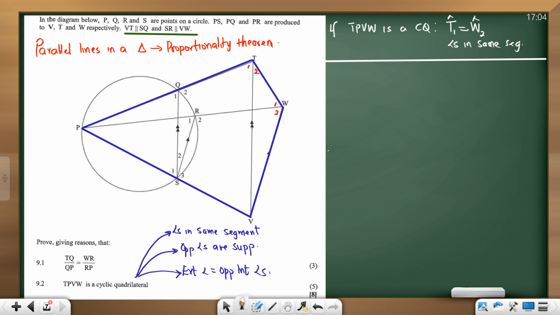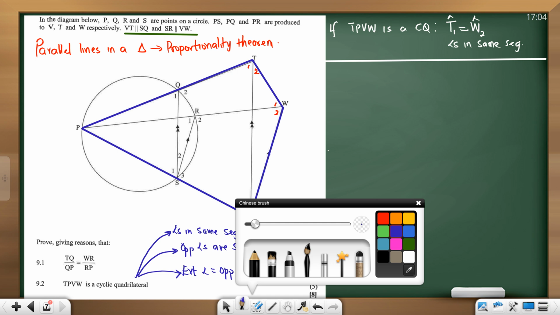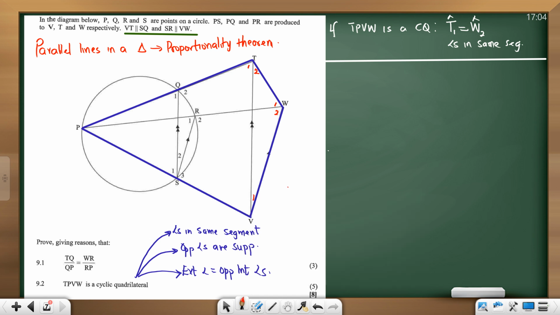But I think I could still prove a lot more. I'm not saying we should do everything. I could prove that V1 is equal to P1. Same angles in the same segment, but we don't need to go there. Let's work with what Mohammed has started. Can we work with T1 and W2? Anybody? Do we see where to go from here?